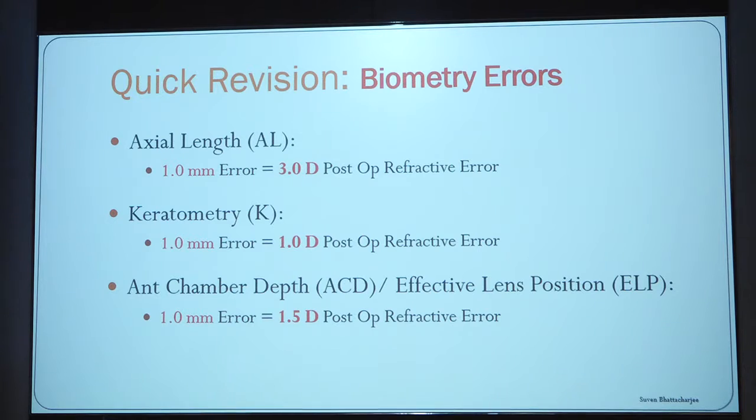Now a quick revision. If you make biometry errors in these three parameters: axial length, a 1 millimeter error gives you a 3 diopter refractive error. Keratometry, 1 millimeter is 1 diopter, and AC depth, 1 millimeter is 1.5 diopters. So you can choose which one you want to make your errors in, and you can go ahead.